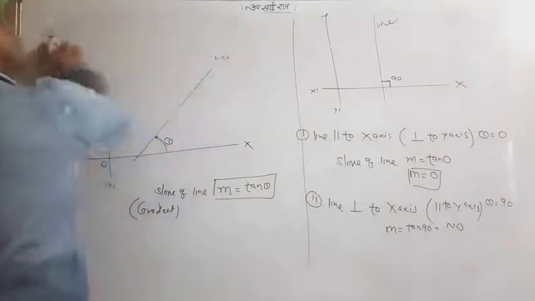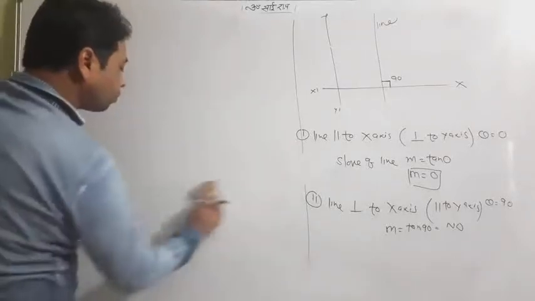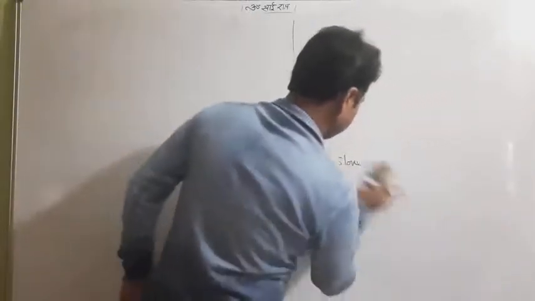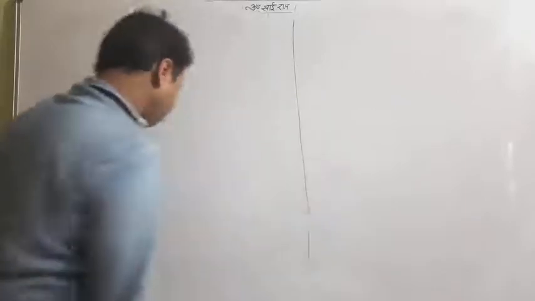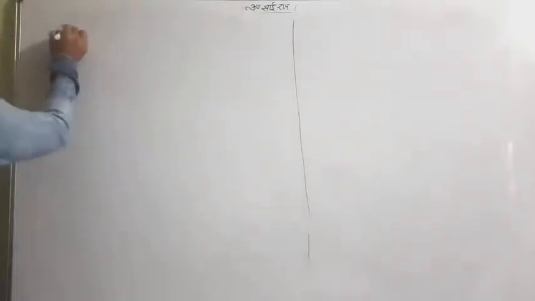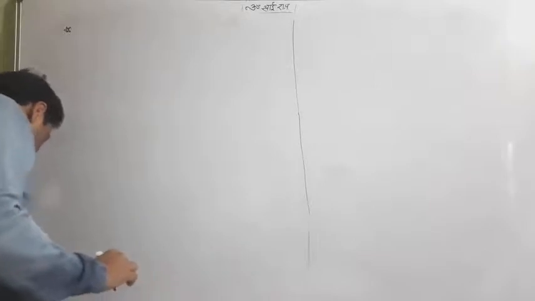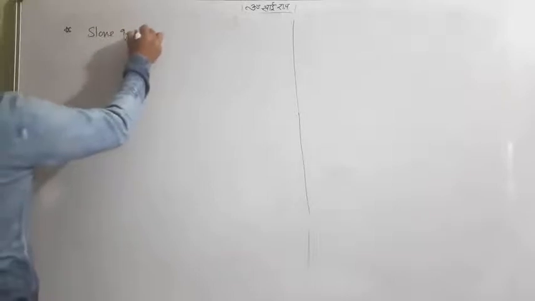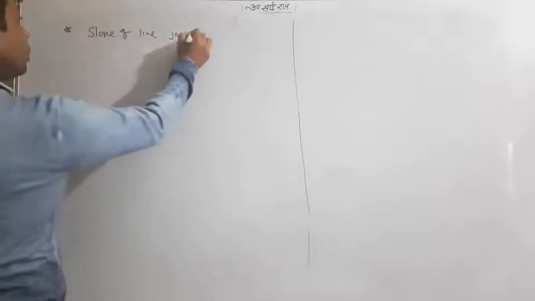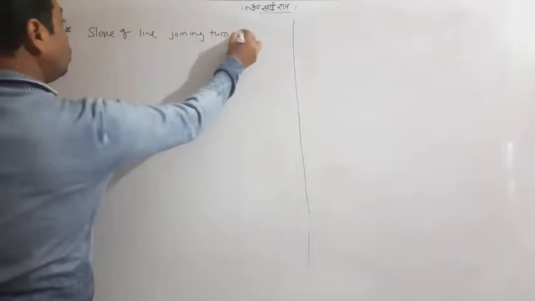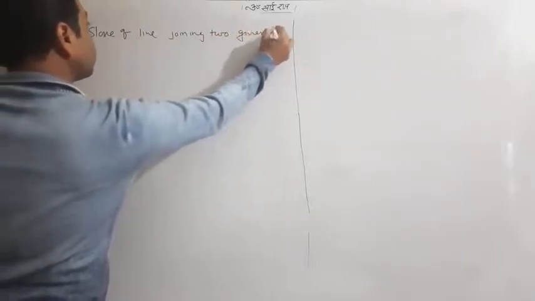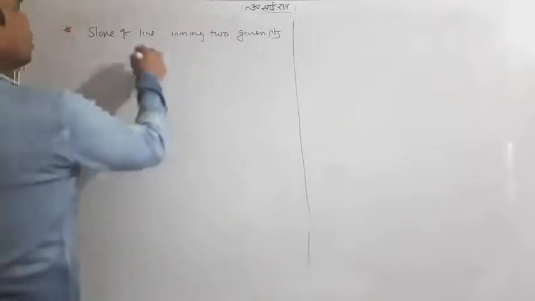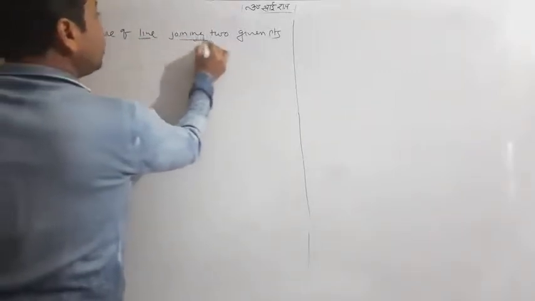Now I'll move on to the other one. The next concept is the slope of the line joining two given points. It's very interesting, the slope of the line which is joining two given points.